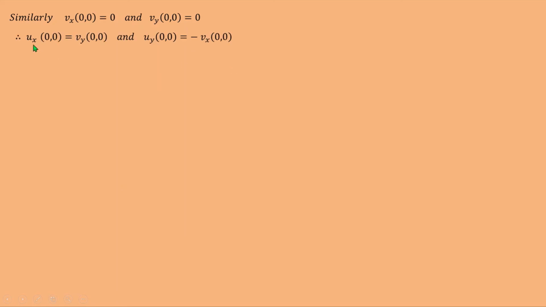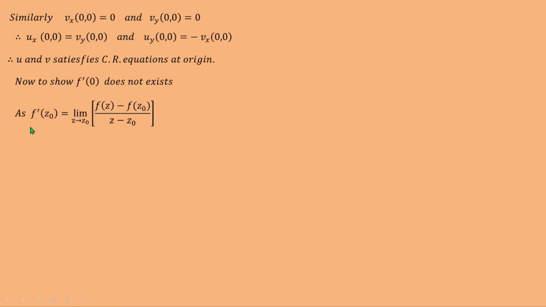And therefore, u_x at (0, 0) is the same as v_y at (0, 0), and u_y at (0, 0) is equal to minus of v_x at (0, 0). And therefore, the real and imaginary parts of the given function f of z satisfy the CR equations at the origin. Now to show f dash 0 does not exist.